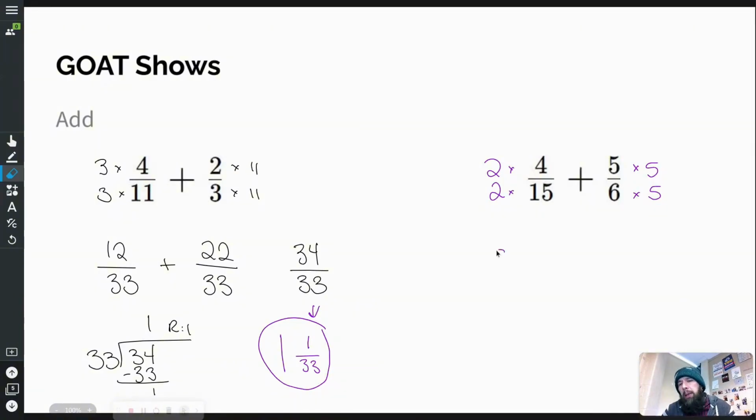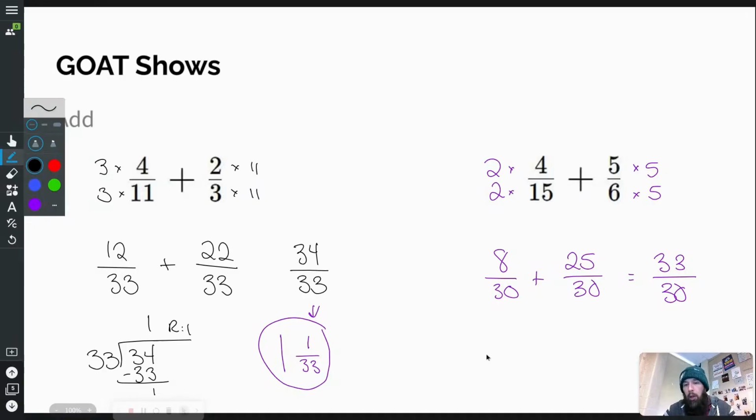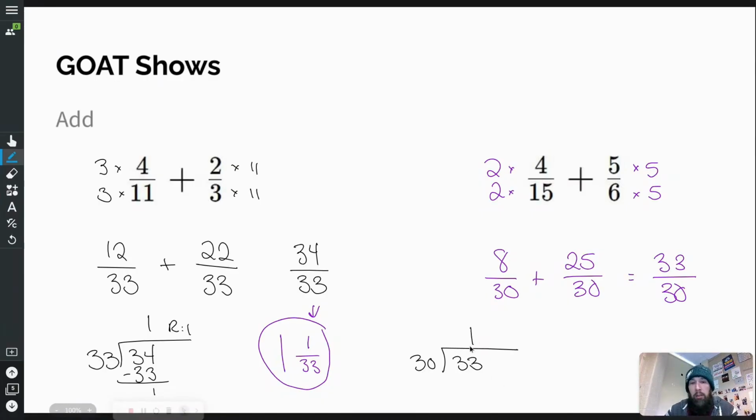So 2 times 4 is 8, 2 times 15 is 30, plus sign in the middle. 5 times 5 is 25. 6 times 5 is 30. 25 plus 8 is 33 over, keep the denominator, 30. Now 33 over 30 is again more than 1. So I want to change that into a mixed number. So I'm going to see how many times 30 goes into 33. Well, 30 goes into 33 once.